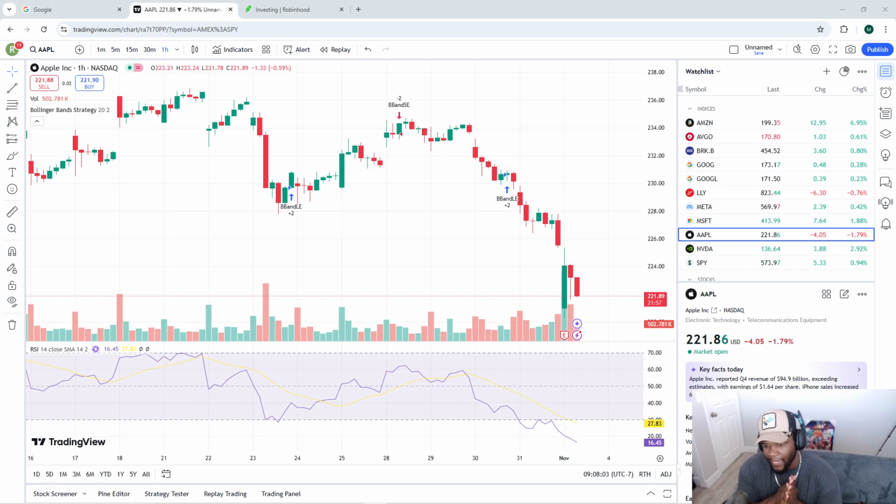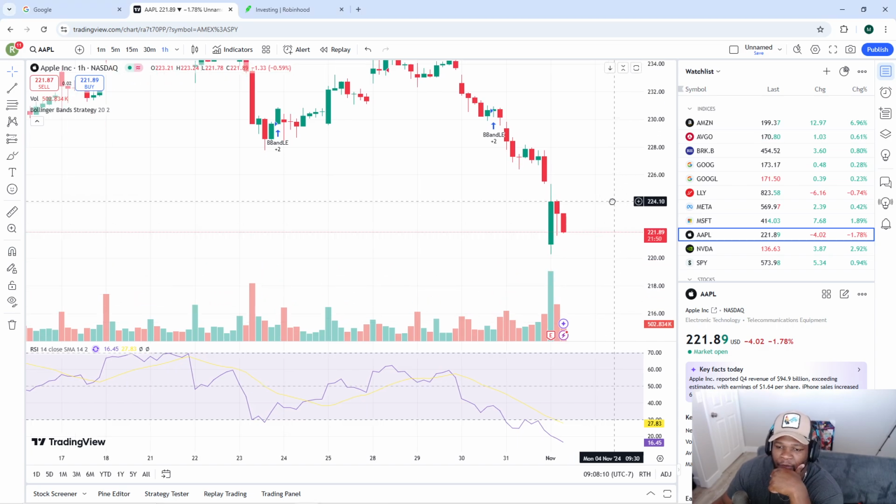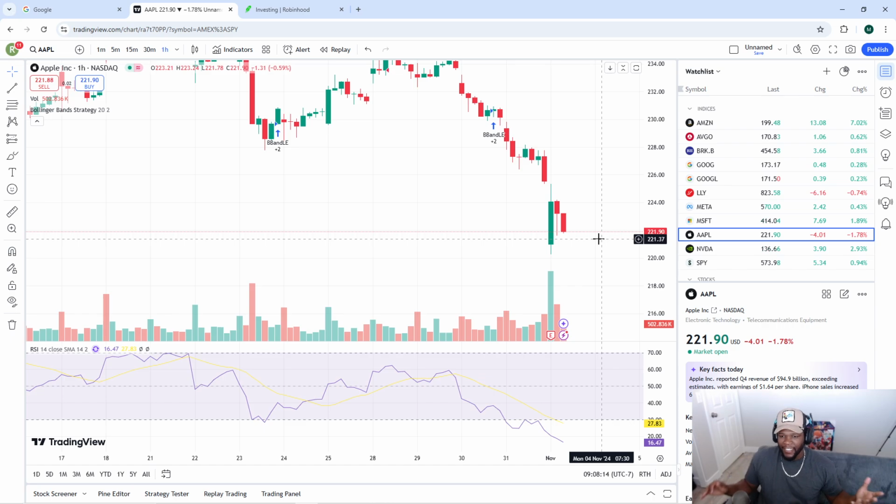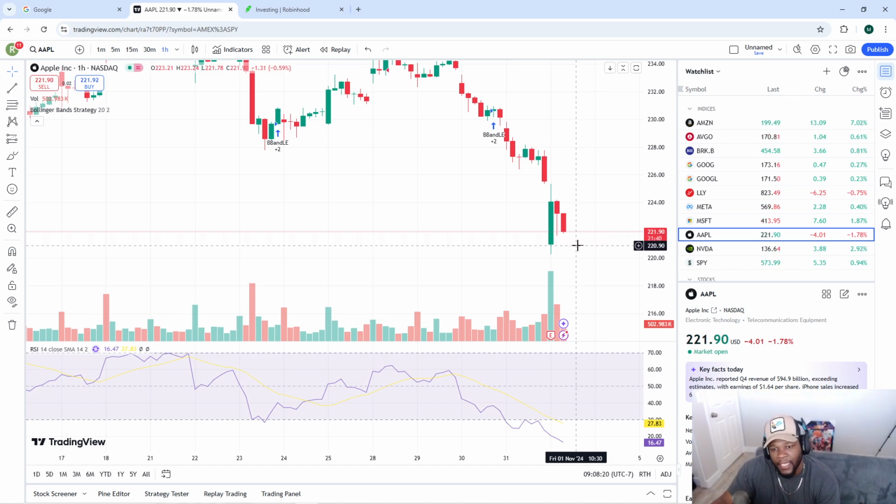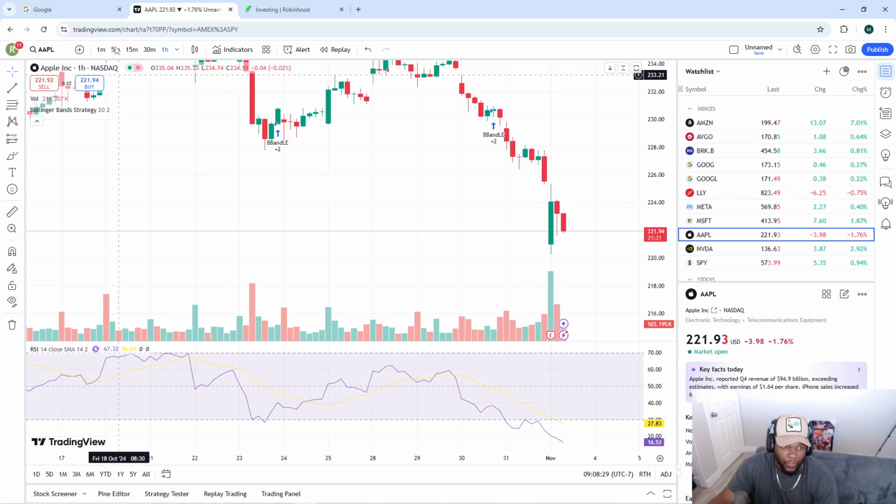Currently, Apple is at $221.89. Once it gets to around $221.50, I think my trade's going to execute. I already have a limit order in, and I had a limit order in this morning, but it was a little bit too far out. We dropped down to $220.37, and my limit order didn't execute because it was so far out.